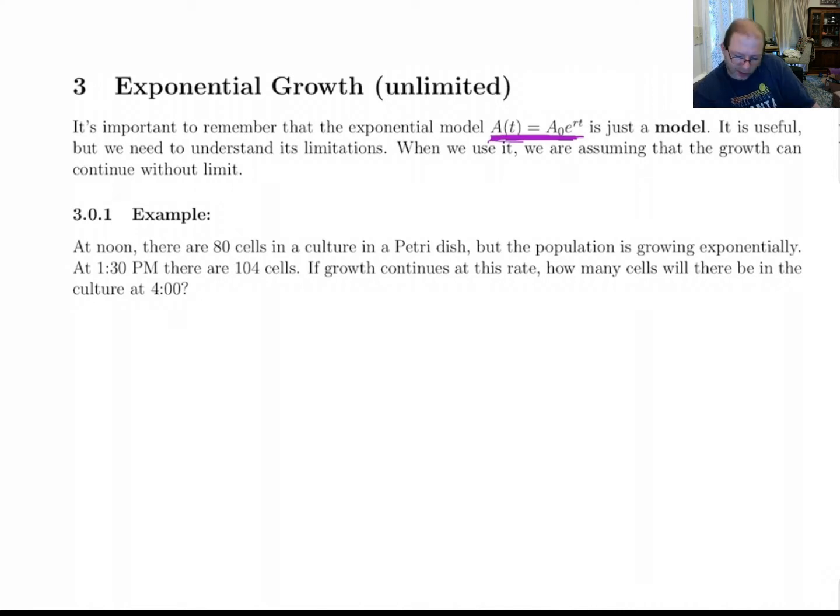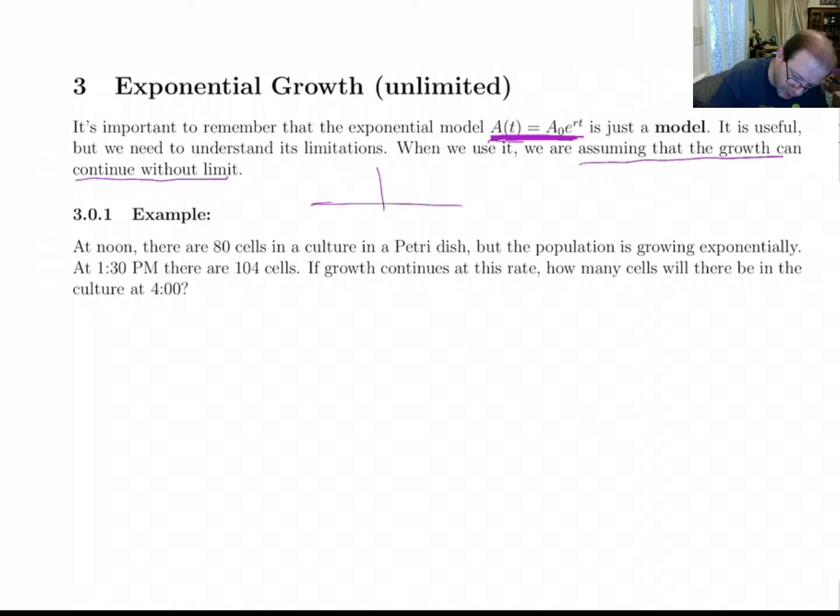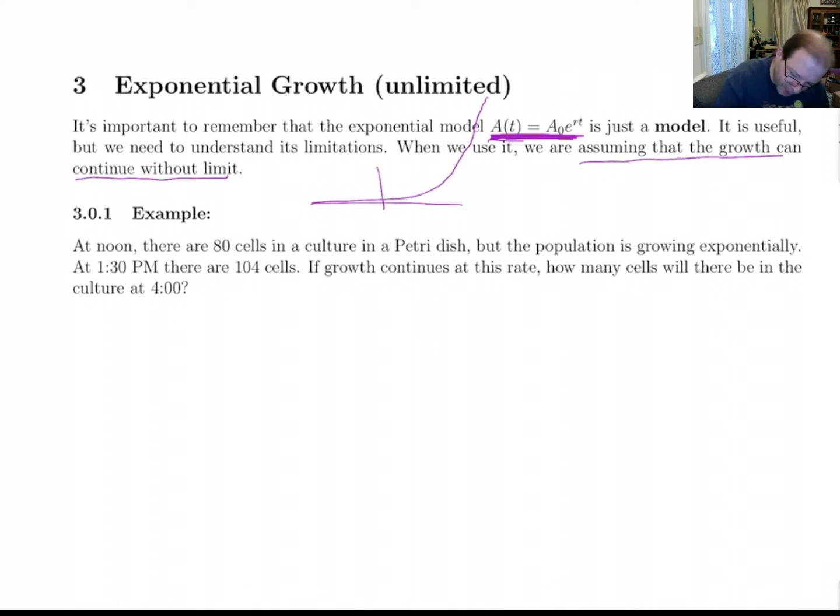The main thing I wanted to say from here is that this assumes that growth can continue without limit. So what we're doing is we're using an equation, or a function rather, that grows to infinity. And that's not always going to be possible in the real world. I guess it's almost never going to be possible. But anyway, it's still a good model as long as we don't go out too far with our t. So let's look at this example.